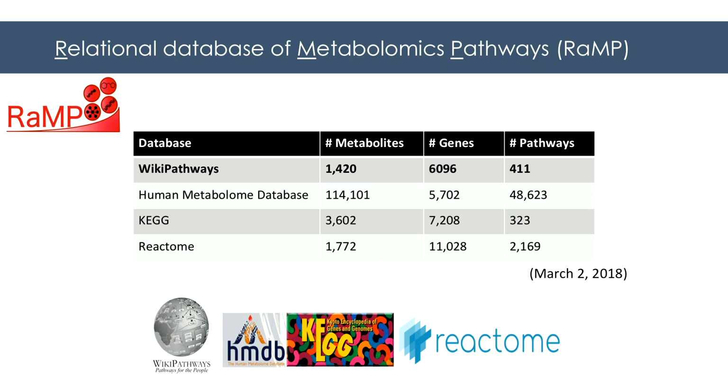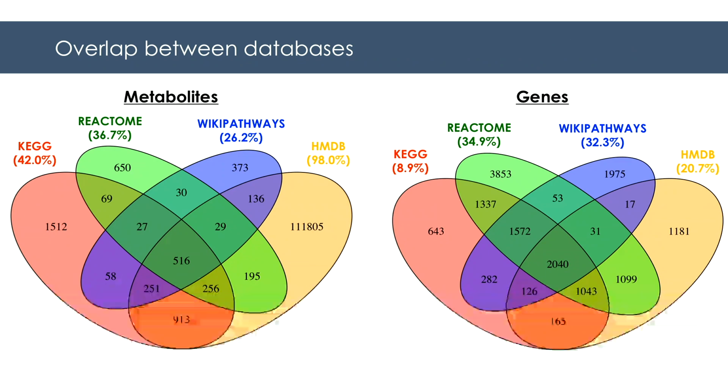From KEGG, we have around 3,000 to 4,000 metabolites, 7,000 genes, and over 300 pathways. We also have similar amounts from Reactome, about 1,700 metabolites, 11,000 genes, and over 2,000 pathways. And so you're going to ask, why do you need to integrate all this data?